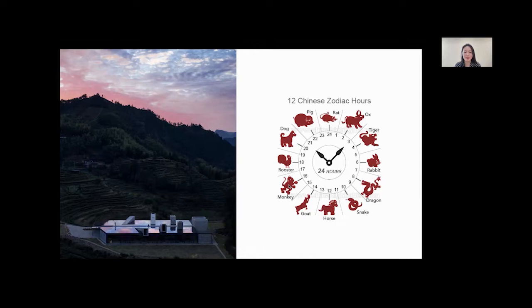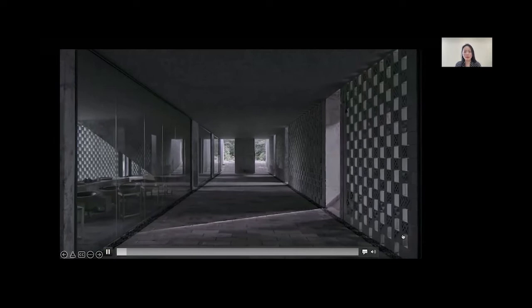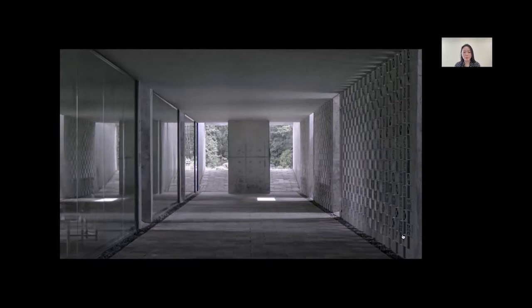So in this building, the 8 light tubes are oriented based on the sunlight angle of zodiac hours on the summer solstice day, which is the longest day in the year and the most celebrated festival around the world. And during the summer solstice time, the direct sunlight enters the space through the corresponding tubes, from sunrise rabbit hour to sunset rooster hour.